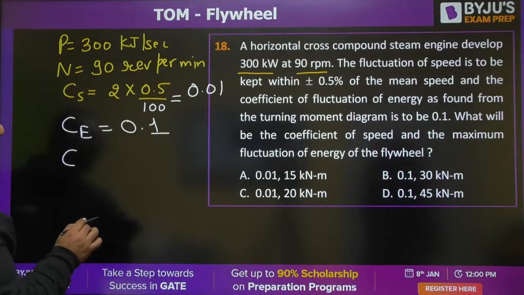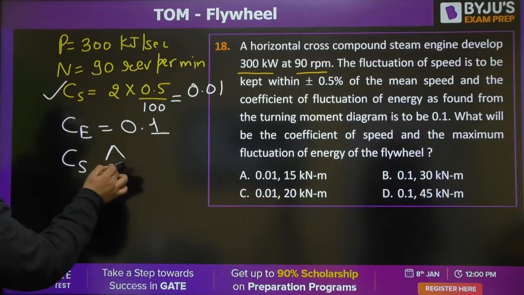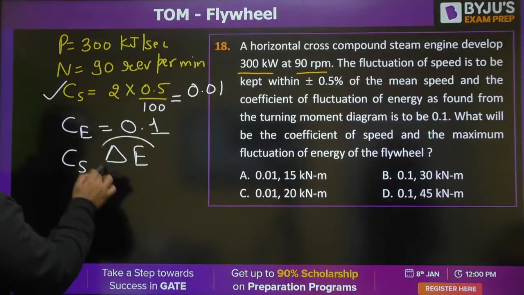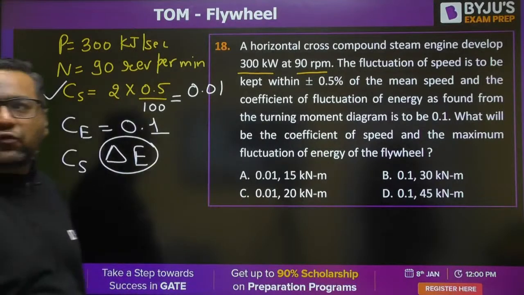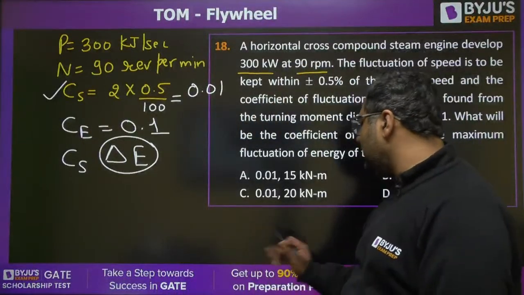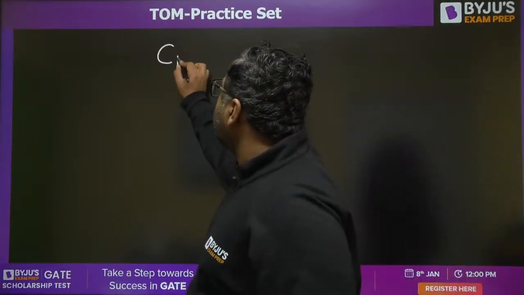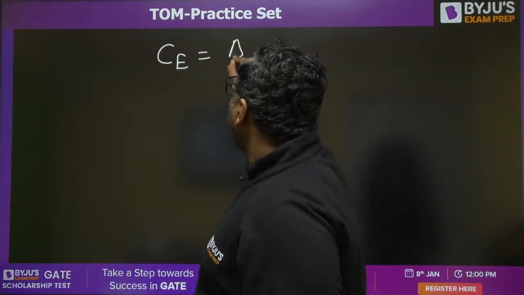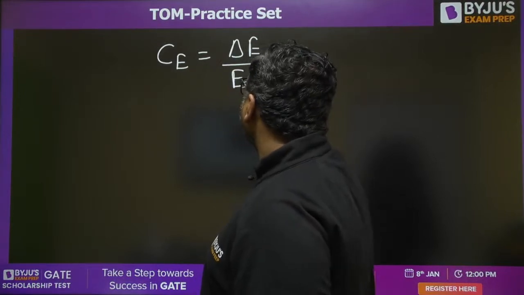Okay, fluctuation of speed that we have already found out, and you also find out fluctuation of energy of the flywheel. Okay guys, so this is the question. We are starting with an easy question here. So my dear, first of all, we need to see the definition of CE. Some people are giving the answer to be C. Okay, we will see that. First of all, CE is defined as delta E divided by E mean.